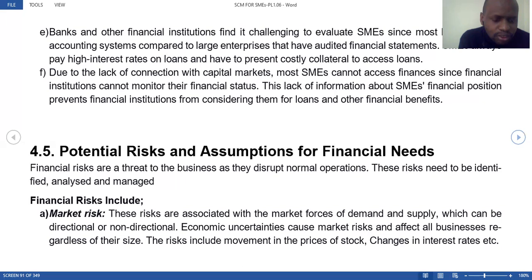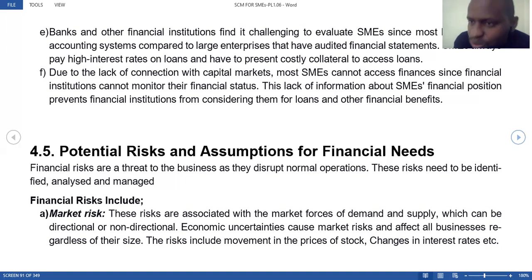So what are the potential risks and assumptions for financial needs? Financial risks are a threat to business as they disrupt the normal operation. And these risks might be identified, analyzed, and managed. Every organization, in one way or another, faces financial risks. And one of the reasons is that you cannot trust people. You cannot trust some employees with money, or some businesses might not be trusted. And this might pose a risk to the business.